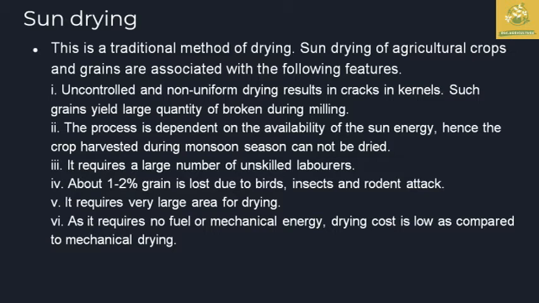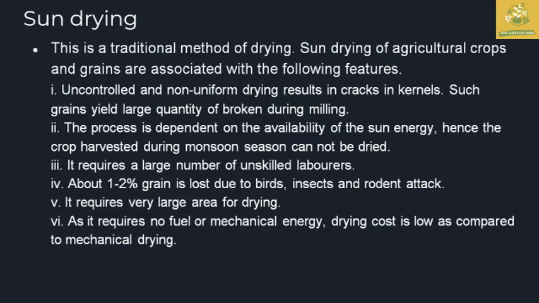It has some uncontrollable as well as non-uniform characteristics in the drying. Whenever a large quantity of grains is sun dried, uniform drying does not happen, which can cause breakage of grains during the milling process. Also, the availability of sun energy is not found all over the season, so it cannot be dried all over the monsoon.